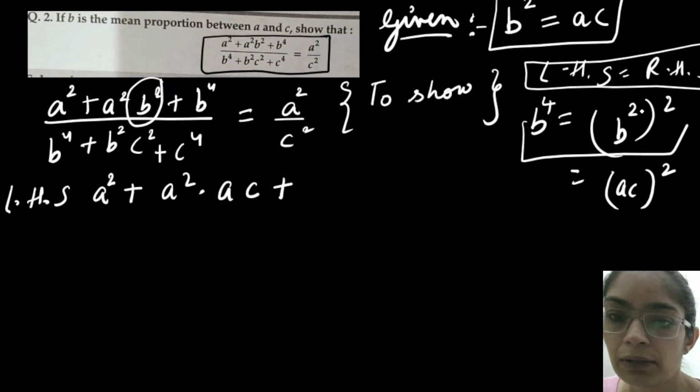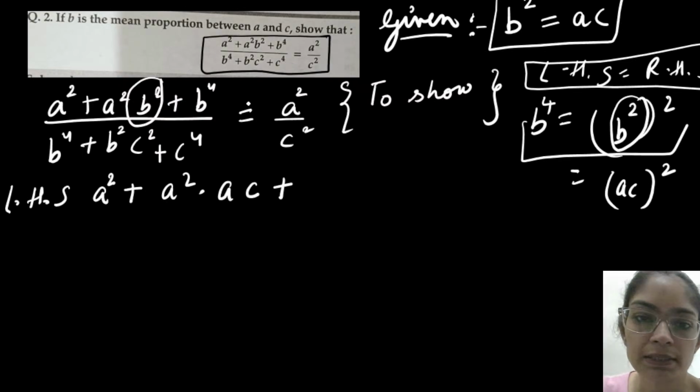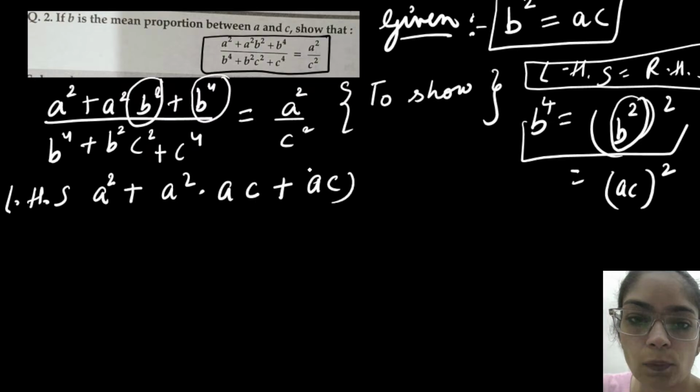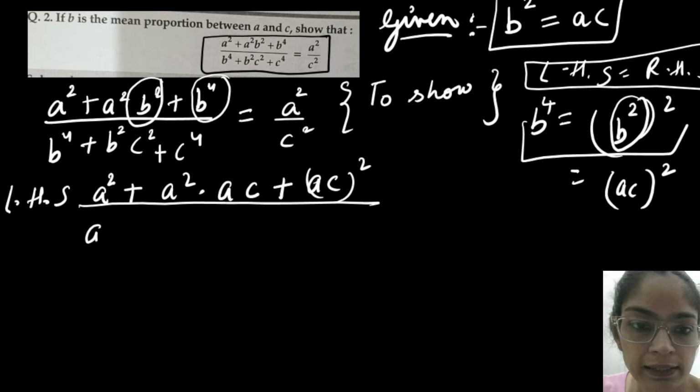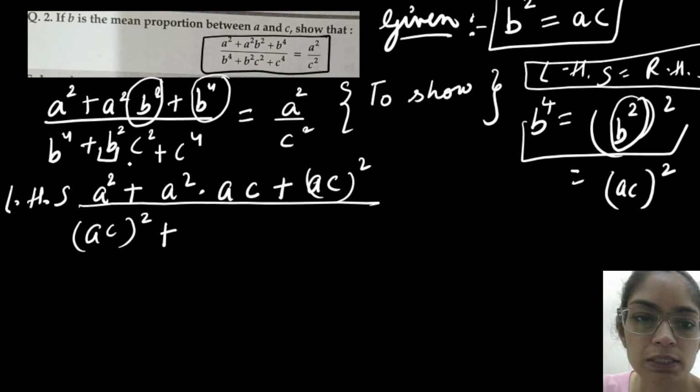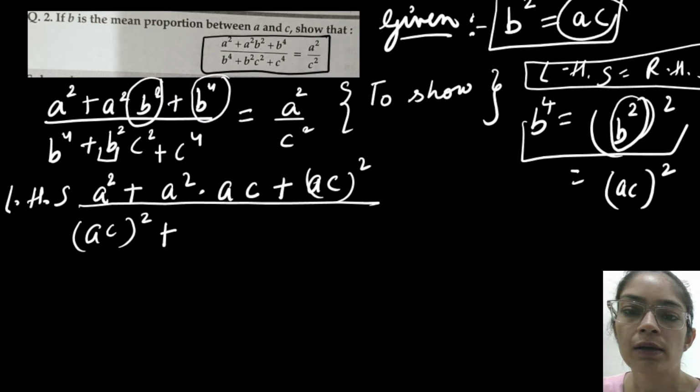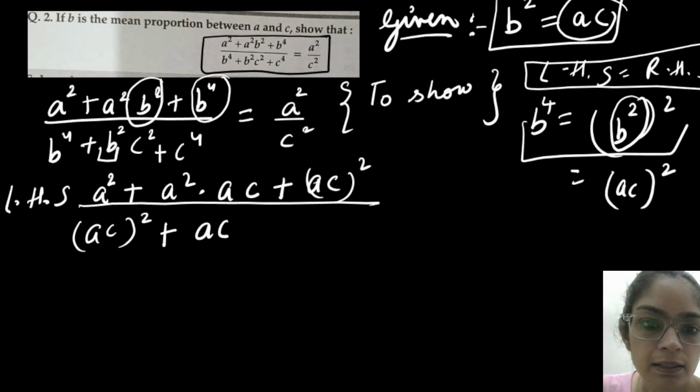So b to the power 4 we can write as b square whole square. So at the place of b square, where I have written AC, we can write AC whole square. Then again b to the power 4, at the place of b to the power 4 we can write AC whole square. Then again b square, at the place of b square we can write AC. Then I have here c square.